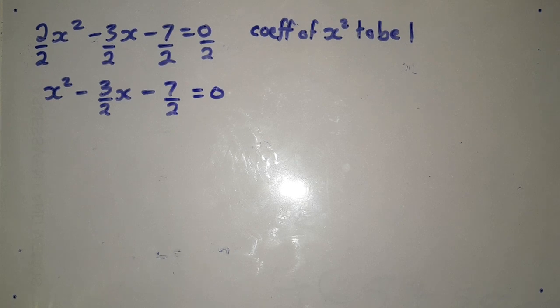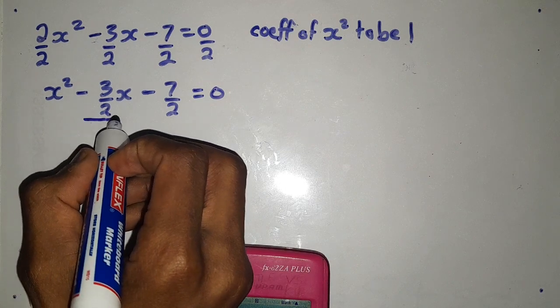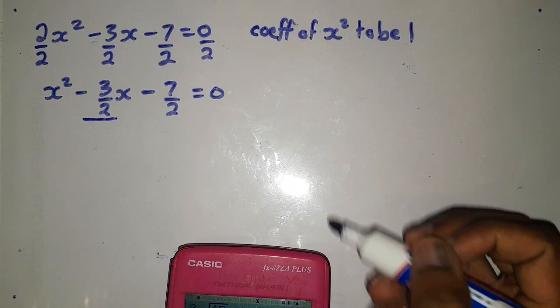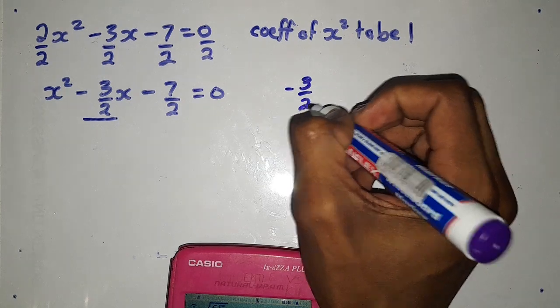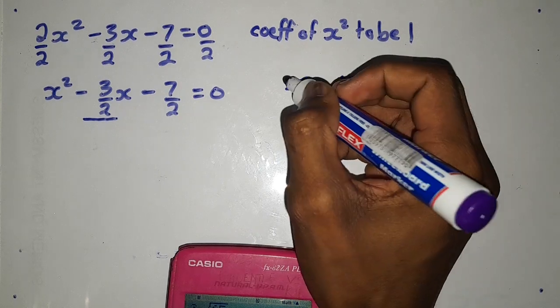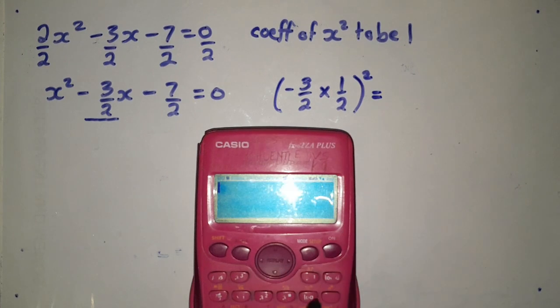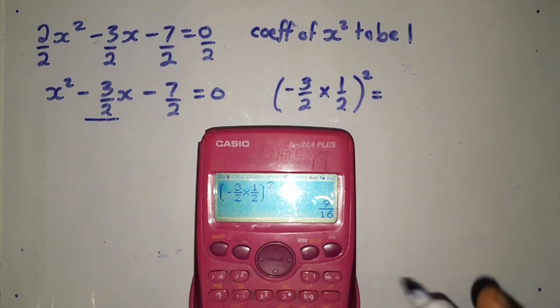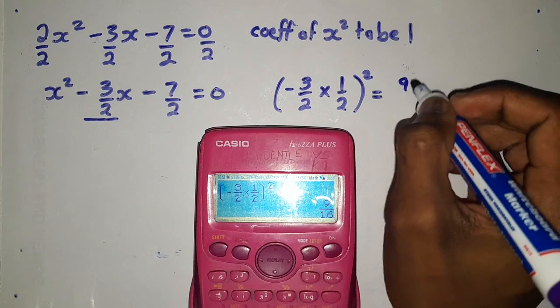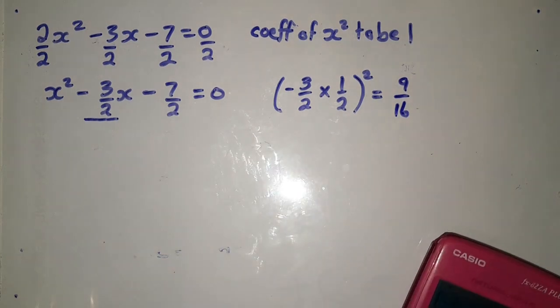Immediately after doing this, we are going to consider the middle term, which is minus 3 over 2. Let us multiply this value by 1 over 2. Immediately after doing this, we square. Let's see what we are going to get. 3 over 2 multiplied by 1 over 2, you close your square. We get 9 over 16. See? We get 9 over 16.